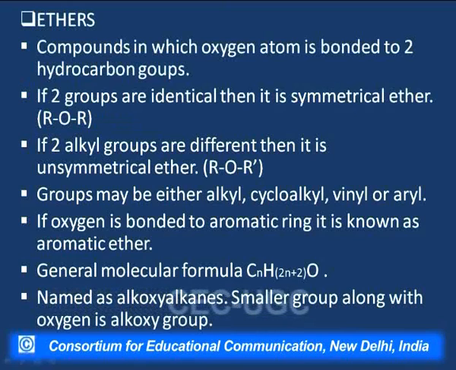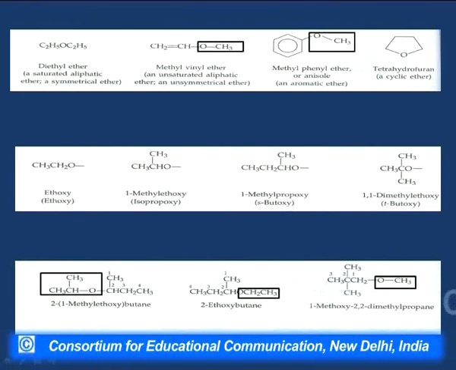Next compounds are ethers. In ethers, oxygen is attached to 2 hydrocarbon groups. And you already know that ethers are functional isomers of alcohols. When I talk of ethers, the 2 alkyl groups can be the same on either side of the oxygen, as in example number 1 and 2. In that case we say that it is an example of a symmetrical ether.